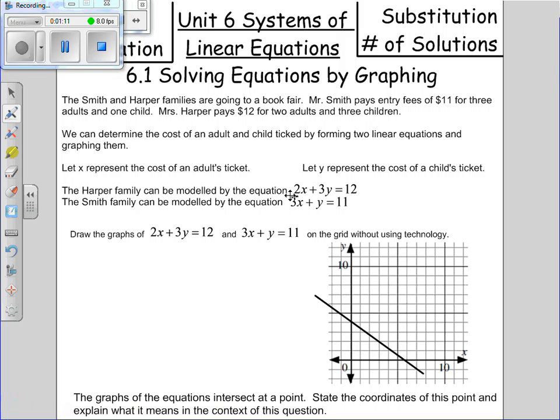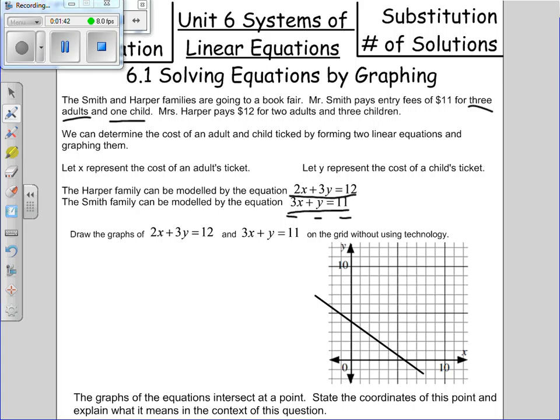So there's one there and one there. Which one is modeling the Smith family? 3x plus y equals 11. 3x plus y equals 11 is the Smith family because they paid for 3 adults, that's your 3x, 1 child, that's your 1y, and it costs you $11. So that's equal to 11. Matthew.